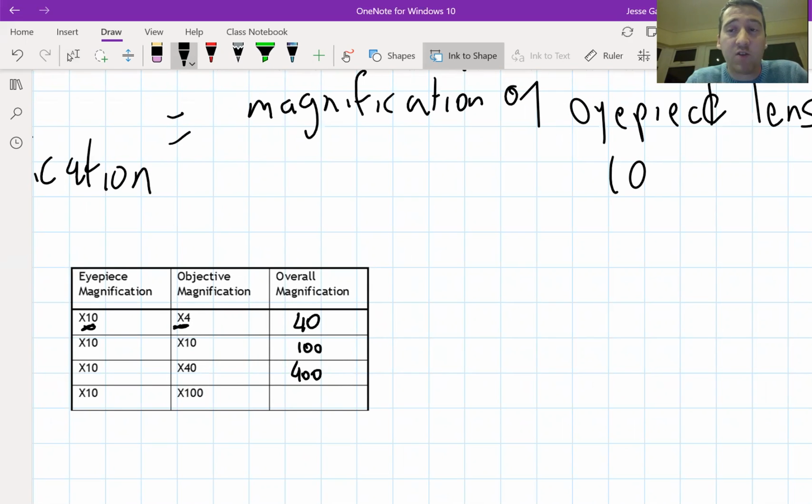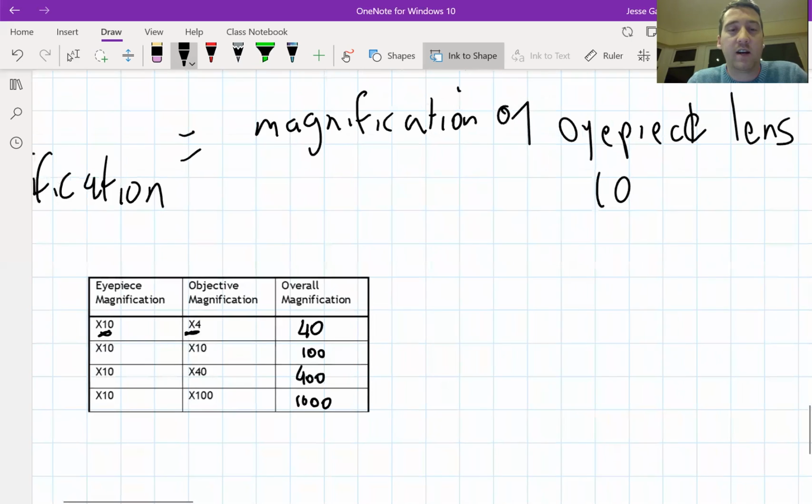Remember, guys, you're allowed to use your calculator. If you weren't using your calculator and you're getting them wrong, use your calculator now. Pause the video and do 10 by 100. 10 by 100 is 1,000. So the total magnification, this last one, is 1,000.